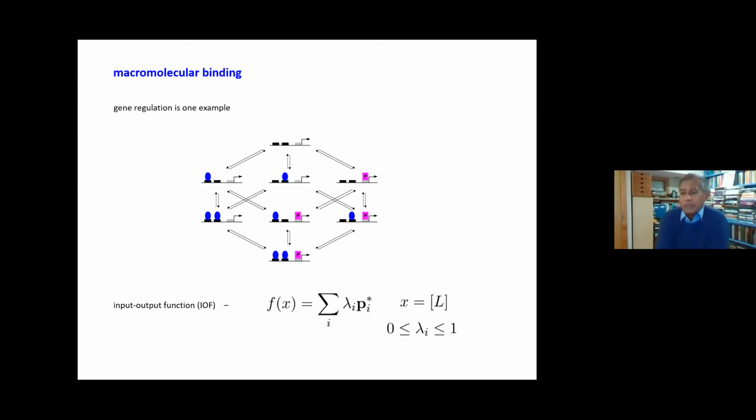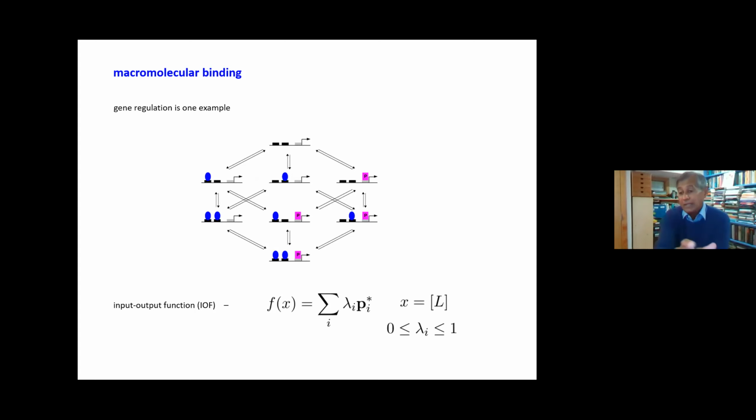Okay, so we're going to look at the issue of macromolecular binding, and I'm using this running example here, which is actually an example of gene regulation, as you can see, but it doesn't have to be the regulation of a gene. It could be any macromolecular system. It could be complicated. It basically is interacting with things that bind and unbind from it.